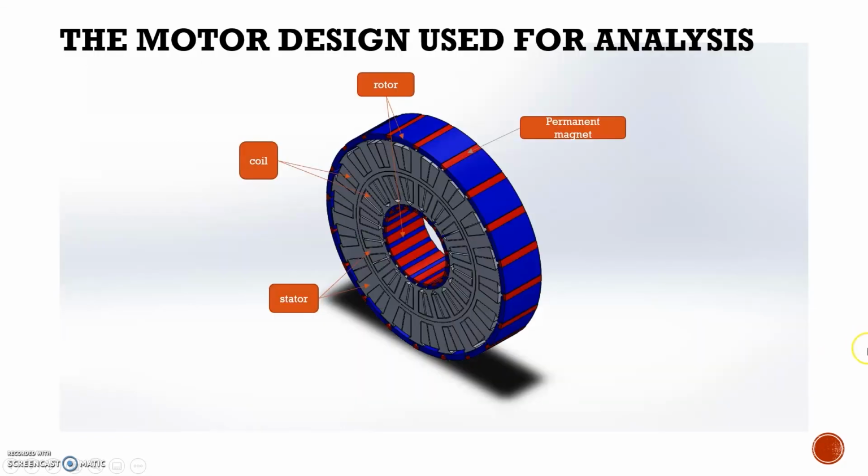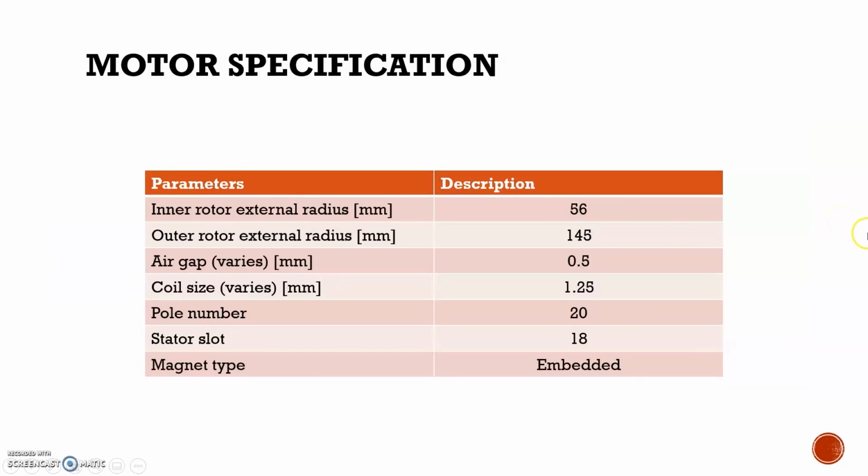Okay, this is the motor design used for the analysis. You can see that we have both rotors, the stators, inner and outer stators, and core. Next, this is the motor specification. The external inner rotor is 56 mm, outer rotor 145 mm, air gap 0.5 mm, coil size 1.25 mm, pole number 20, stator slot 18, and type embedded.